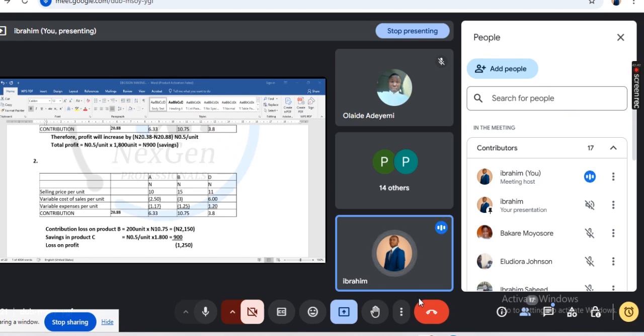Now, the question is, what is the difference? You have one loss, you have one savings. What do you have? You still have a loss on your profit as a result of discontinuing product C. Class.